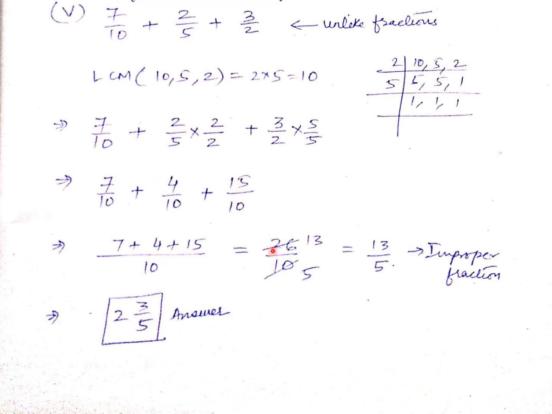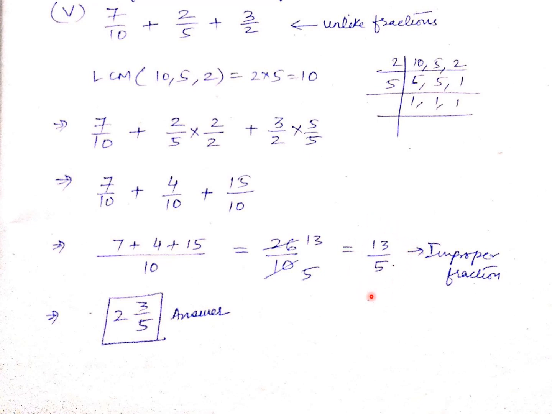We can simplify it further. You can see these 26 and 10 both are multiples of 2. So 2 5s are 10 and 2 13s are 26. Sorry, they are not factors, they are multiples of 2. So we can divide these two numbers by 2 and the final answer is 13 upon 5.